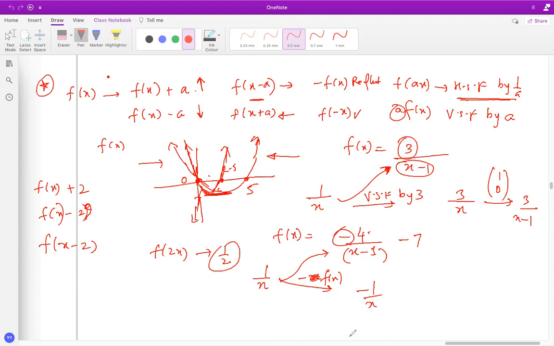Now, you vertical stretch factor by 4. So vertical stretch factor by 4, and then move the graph 1 unit to the right. So if I move the graph 1 unit to the right by translation vector 1, 0, so you get negative 4 over, basically, x minus 1. And this negative 7 moves the graph further down by 7 units. So this is where you basically get a general idea about the function transformations.